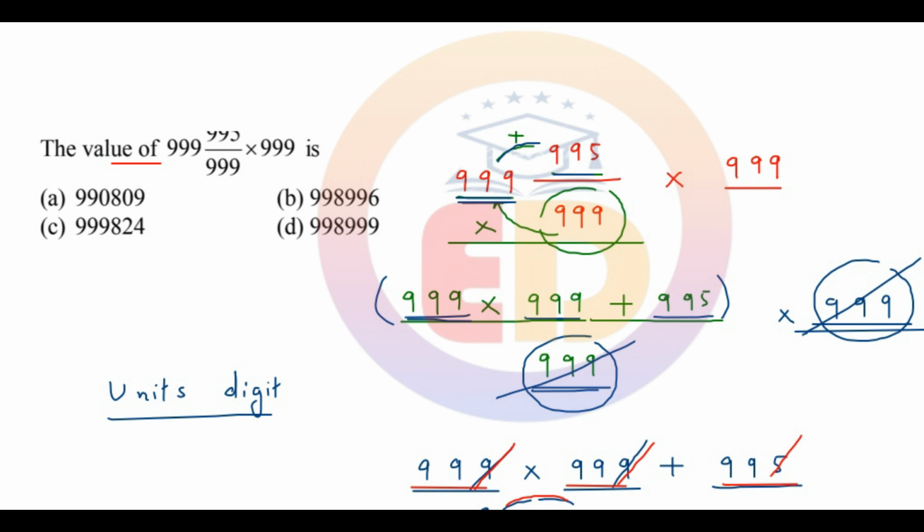Now quickly go to the option and check which option has 6 in the unit digit. First option has 9, cannot be the answer. Second option has 6 in the unit digit. This is our answer. This has 4 in the unit digit, cannot be the answer. Option D has 9 in the unit digit, cannot be the answer. My answer is option number B. Such a difficult question solved very quickly and without any error.